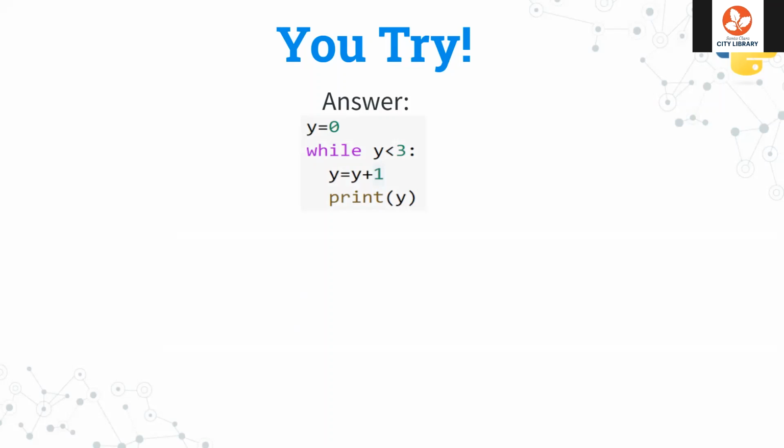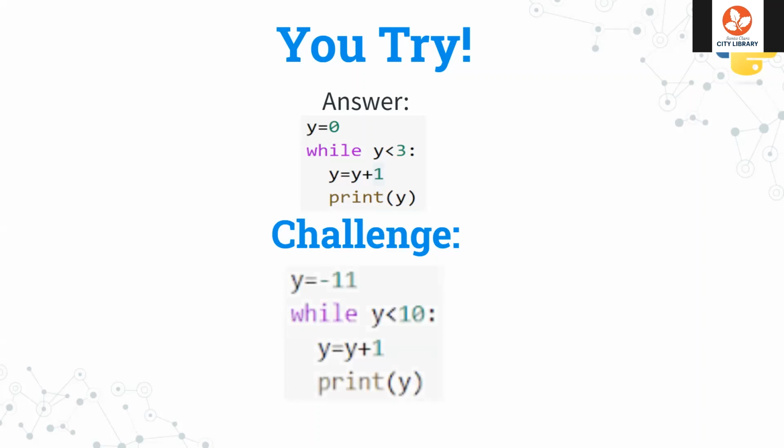For the challenge, the answer would be y equals negative 11. And while y is less than 10, and then you would put the colon, y equals y plus 1. So because negative 11 is less than 10, y equals negative 11 plus 1, which is negative 10, and it would print that. There are multiple ways to do the challenge, but as long as you get the numbers from negative 10 to 10, your program is correct.